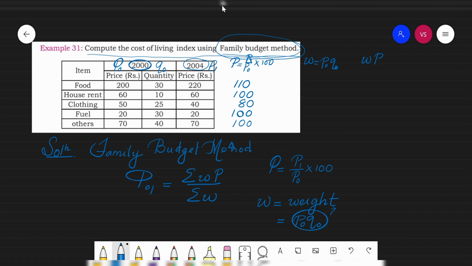Now we need to find out W, that is P0 into Q0, that is 200 into 30. That's how we do it. So 200 into 30 is equal to 6,000. This value is 6,000. Is that clear? Okay, right, fine.